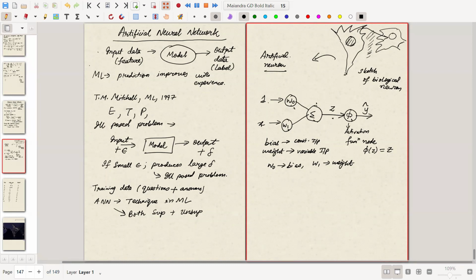So this is a neuron. This is only a single neuron. This structure resembles an artificial neuron. Now slowly we will go to a network where different neurons are interconnected to each other. I already told about this concept. A network of artificial neurons with properly selected activation function is known as an artificial neural network.